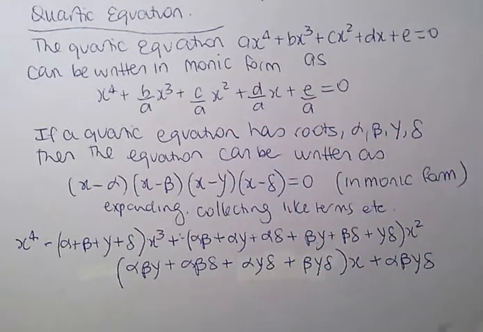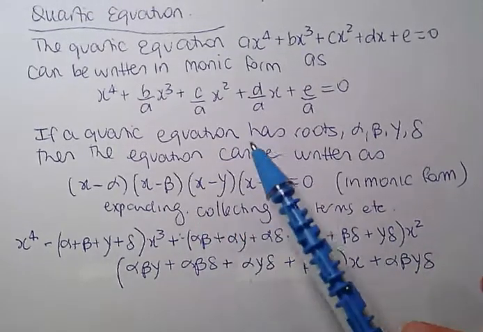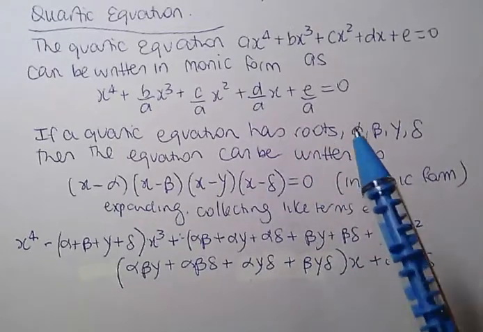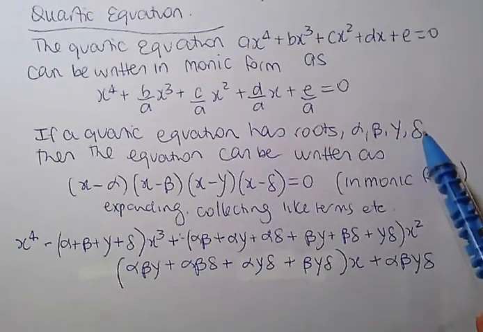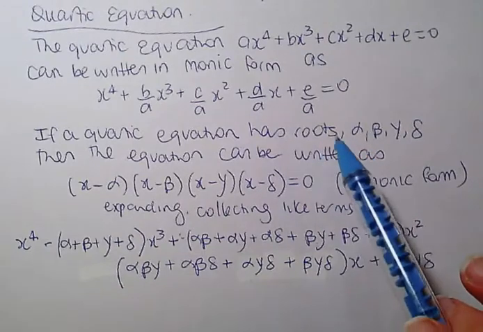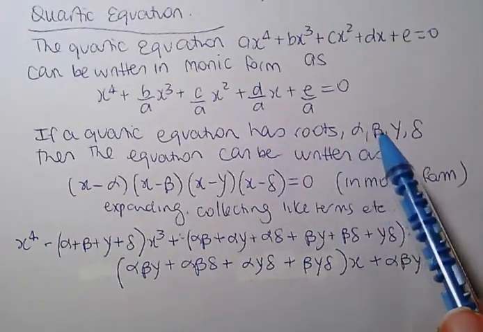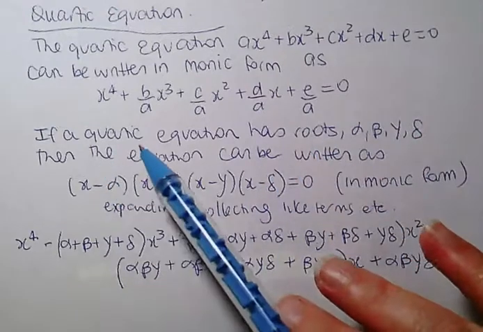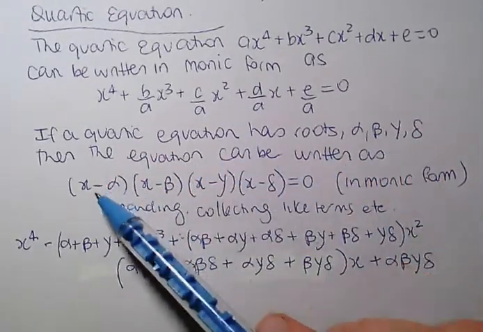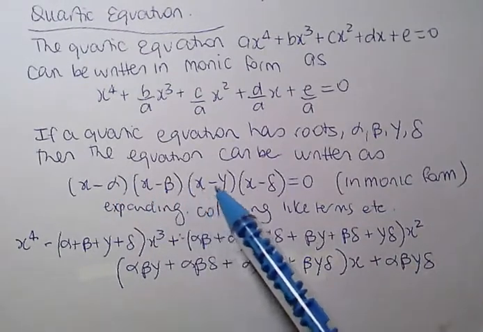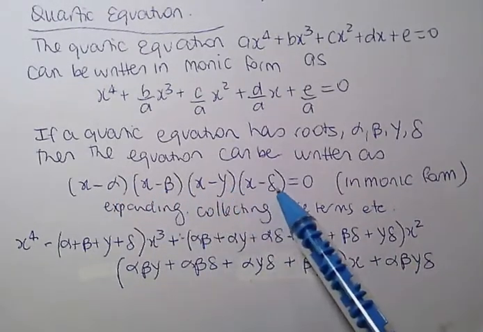Now, the 4 Greek letters we give to the roots of quartic equations are alpha, beta, gamma, and delta. So if a quartic equation has roots alpha, beta, gamma, and delta, then the quartic equation can be written in monic form as x minus alpha, x minus beta, x minus gamma, x minus delta equals 0.